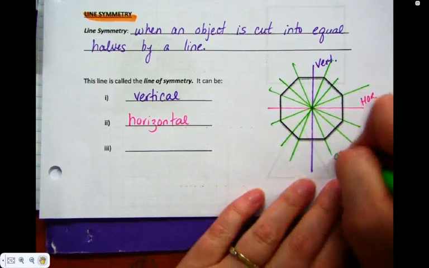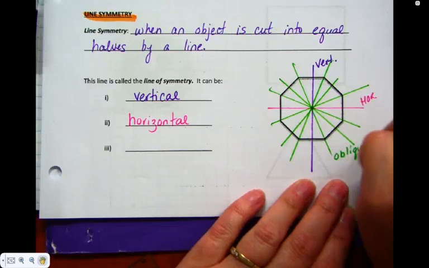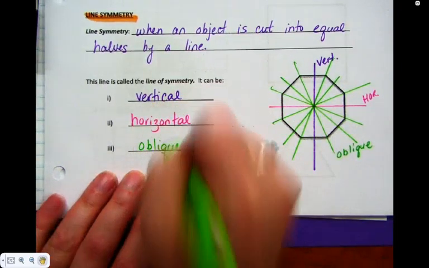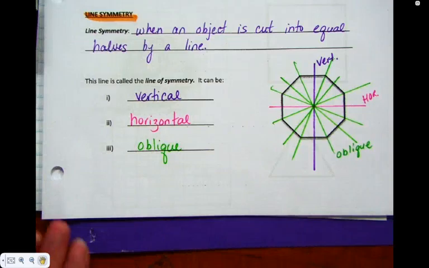These are all called oblique, which is just a fancy word for diagonal. So how many lines of symmetry did our octagon have? It was 8.